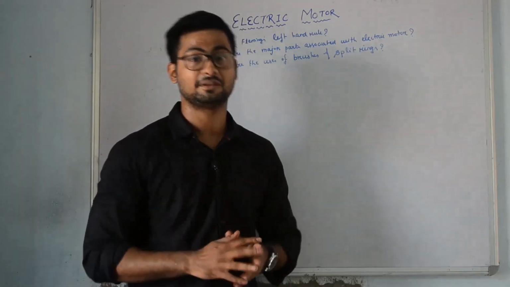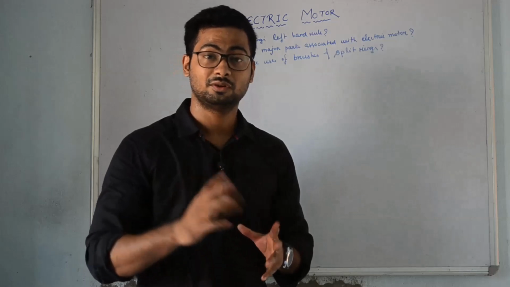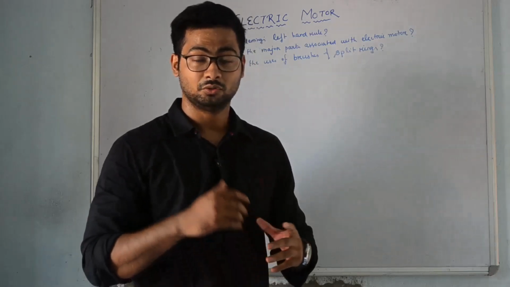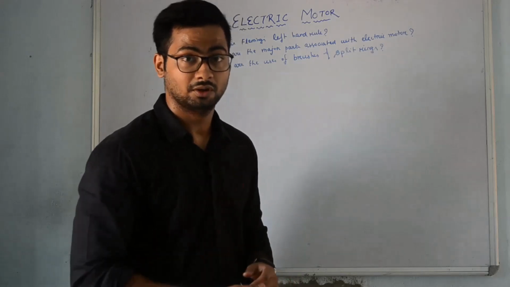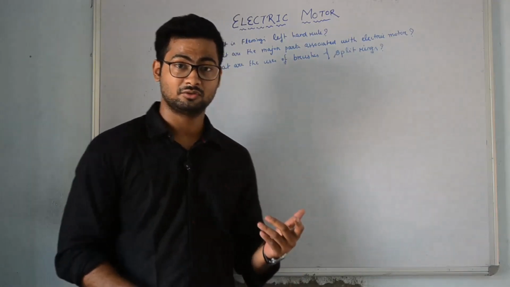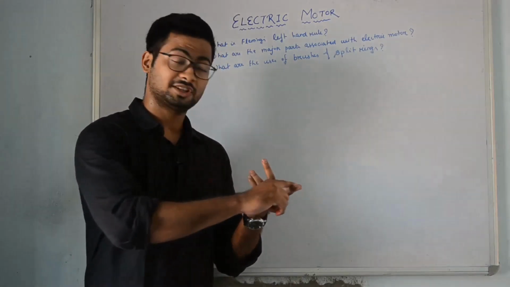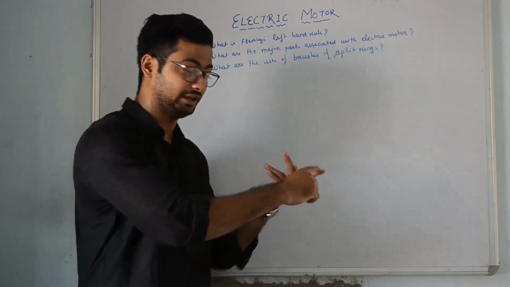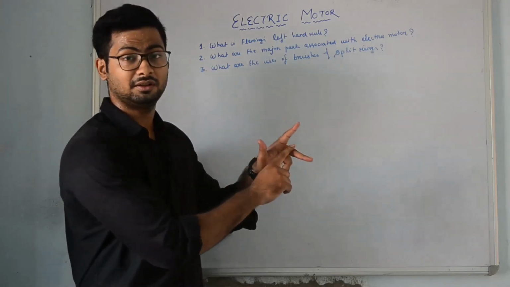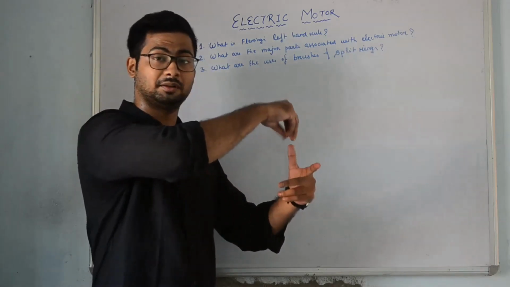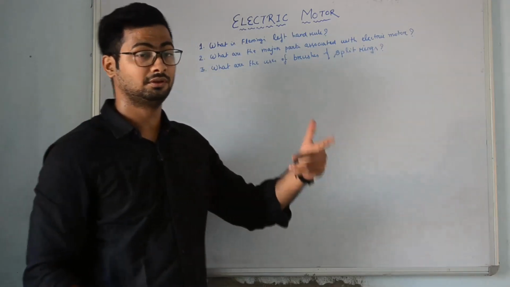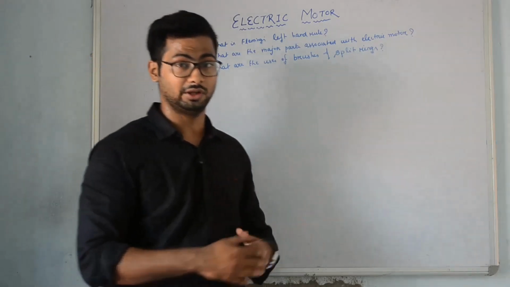Fleming's left hand rule is the rule followed by electric motors to determine the direction of rotation of the motor. In Fleming's left hand rule, the first finger determines the direction of current, the middle finger determines the direction of magnetic field, and the thumb represents the direction of the force experienced on the coil.